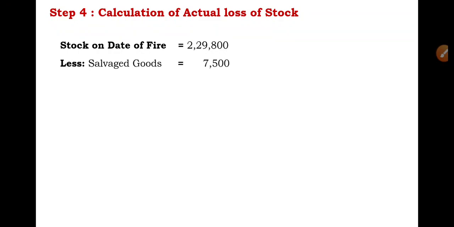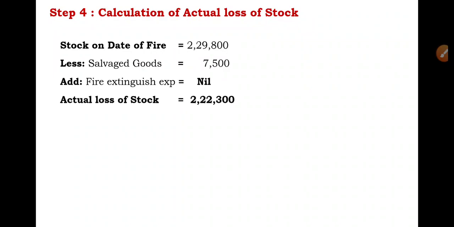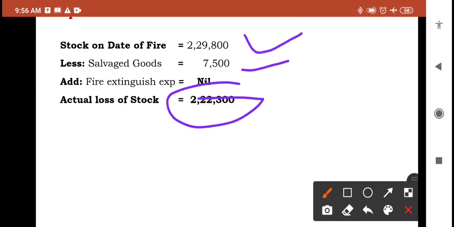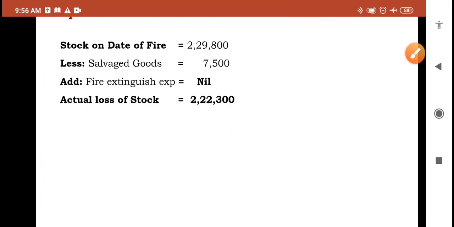We'll move on to the next step, calculation of actual loss of stock. How can you calculate actual loss of stock? First we have to consider the stock on date of fire, which we calculated as 2,29,800 rupees. From that we have to deduct salvaged goods. Salvaged goods of rupees 7,500 is given in the question, so we deduct that. If any fire extinguishing expenses are given, we have to add them, but in the question that is not given, so we have mentioned nil. Then you will get the actual loss of stock, that is 2,22,300 rupees, 2,29,800 minus 7,500. So we got 2,22,300 as the actual loss of stock.